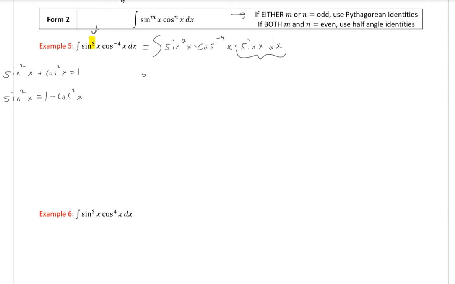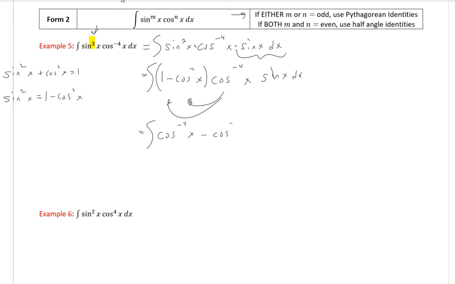So I will now replace sine squared with this Pythagorean identity. We have 1 minus cosine squared x times cosine to the negative fourth x times sine x dx. And now what I can do is distribute appropriately. I can distribute this cosine into these. So I get cosine to the negative fourth x minus cosine, where 2 plus negative 4 will give me negative 2x, times sine x dx.